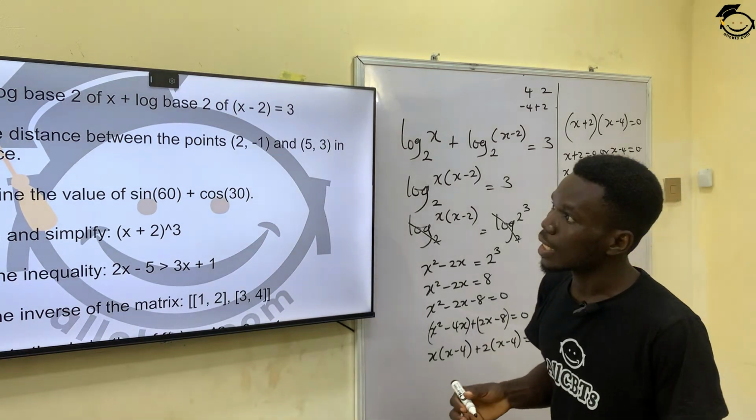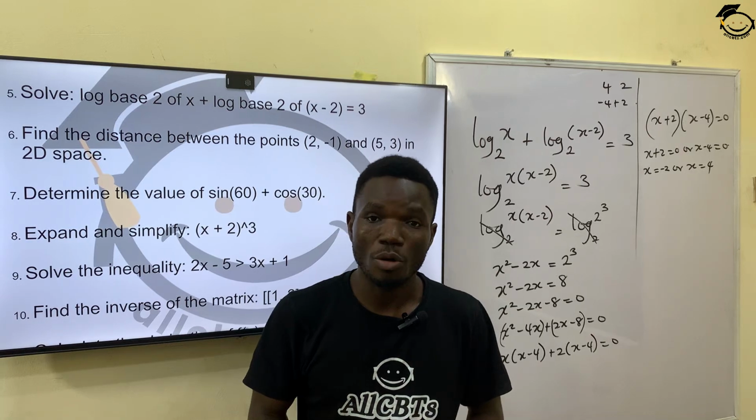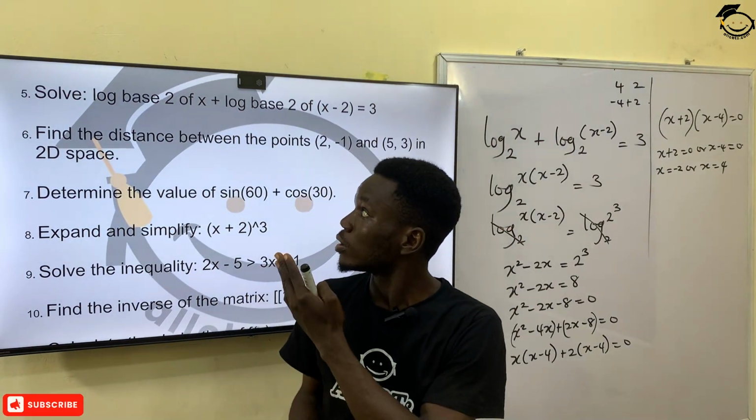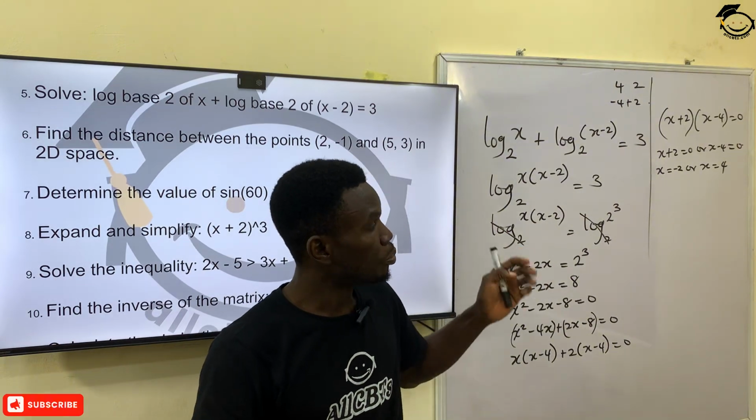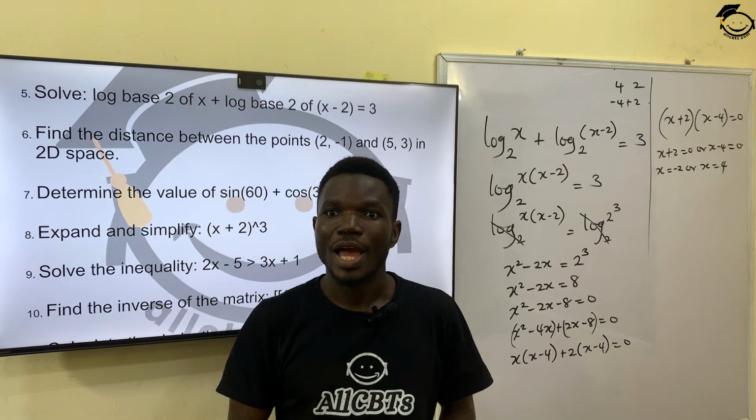Please note that anytime you have logarithm of a base, you cannot have logarithm of a negative number. So the correct answer for our x on this question is what? Plus 4. So what I have there is supposed to be log of x base 2.